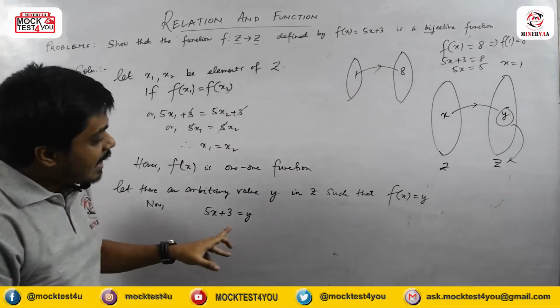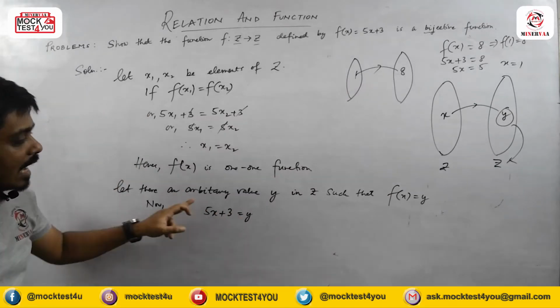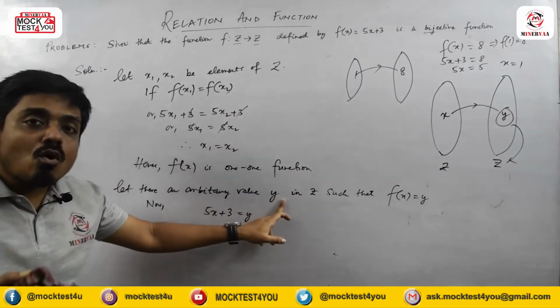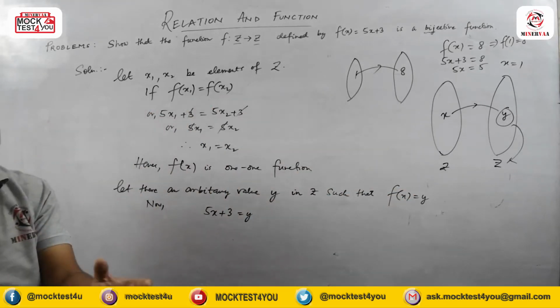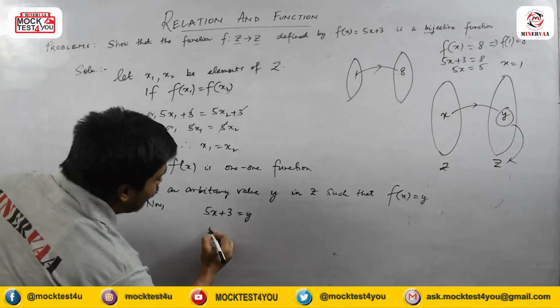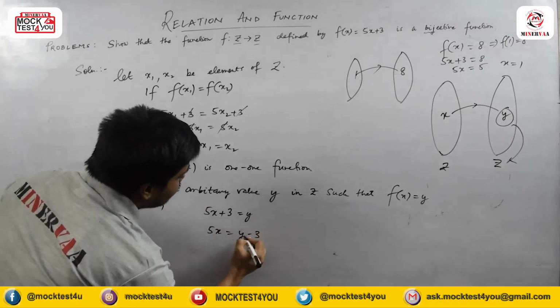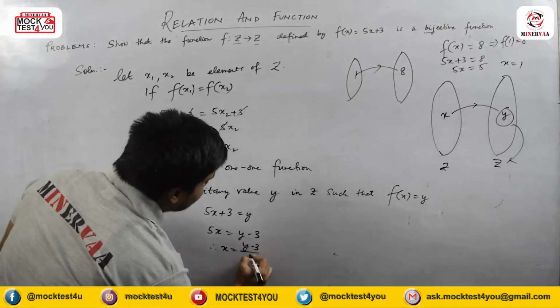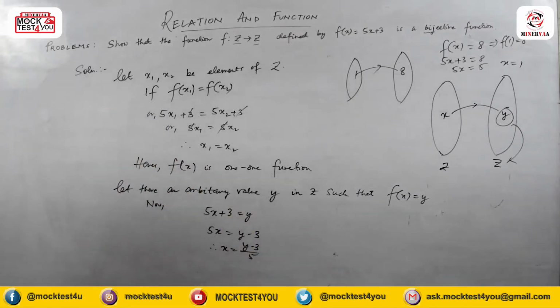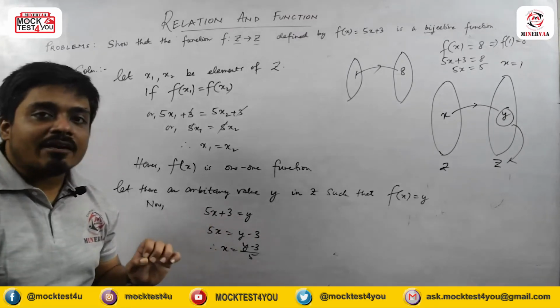So now you see I know y, arbitrary value of y. So I know y but I don't know x. So let us try to find x in terms of y. So what I will do, 5x is equal to y minus 3. Therefore x is equal to (y - 3)/5. Okay, so this is what we have, right?